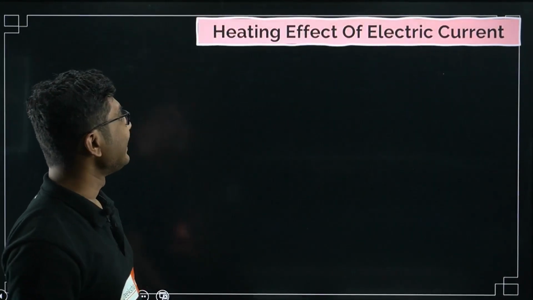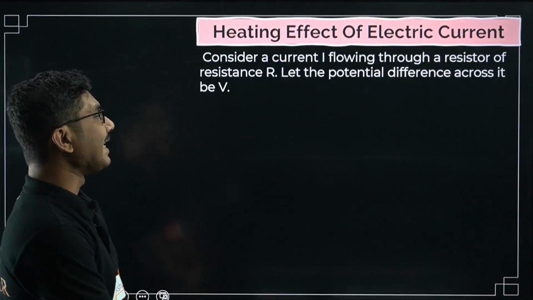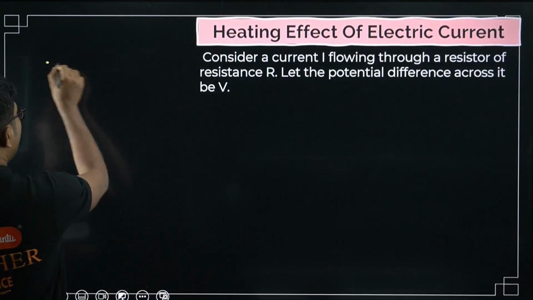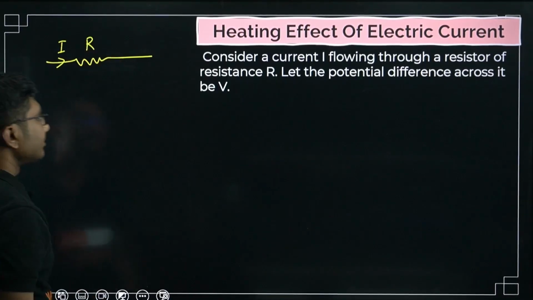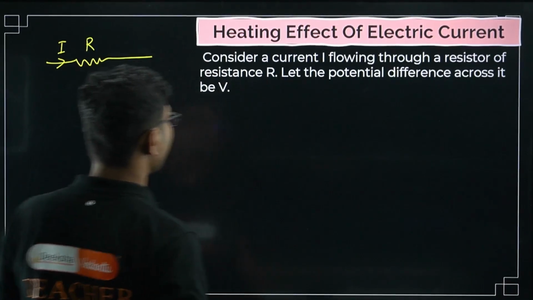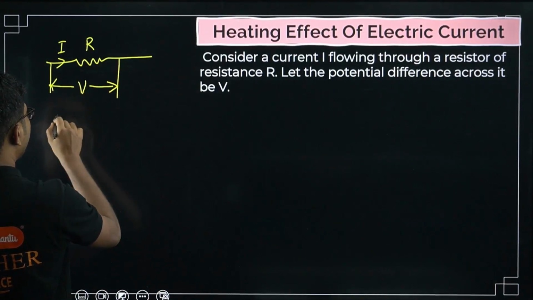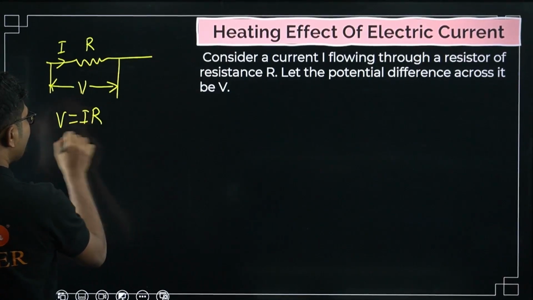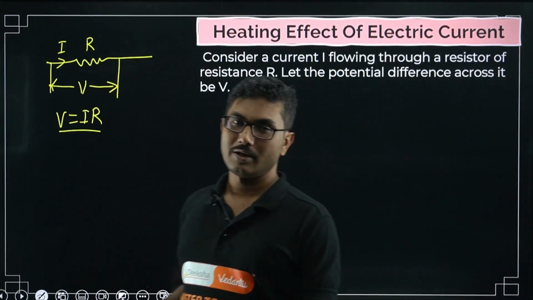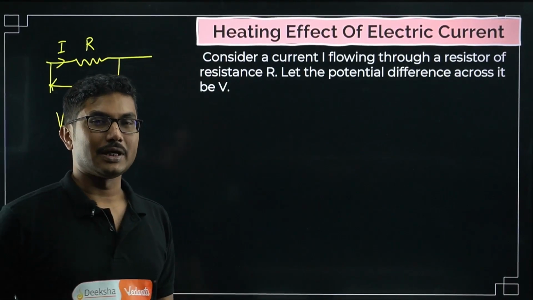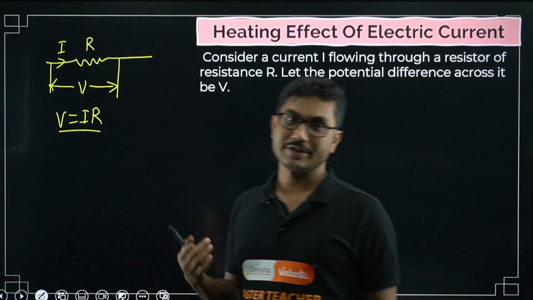Now next is heating effect of electric current, another important concept. So let's see. Consider a current I flowing through a resistor. So we have a resistor in a circuit, part of the circuit, a current I is flowing through this. Okay, resistor resistance R, let the potential difference across it be V. Okay, and we know that V is equal to IR. That is obviously, as soon as I write this equation, you should remember Ohm's law, V is equal to IR. Even though V is given or not given does not matter. If I and R are given, you can calculate V using this formula, right?